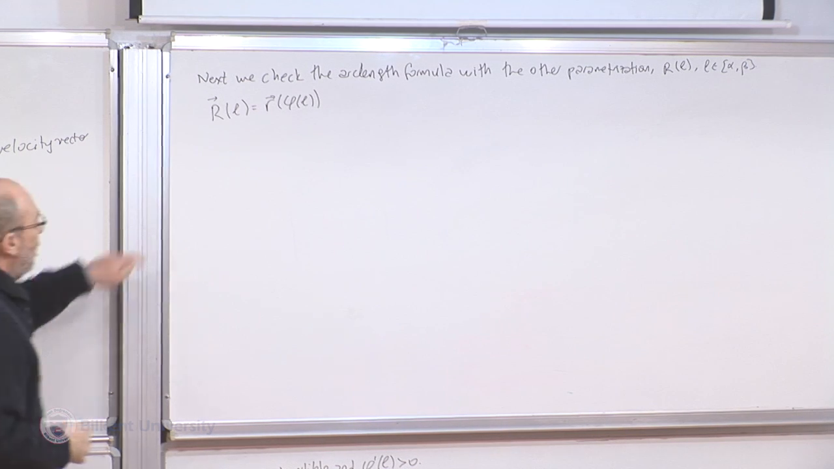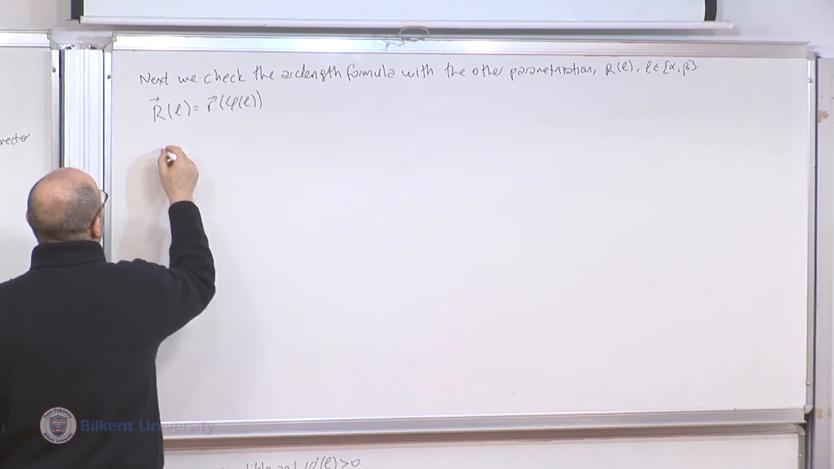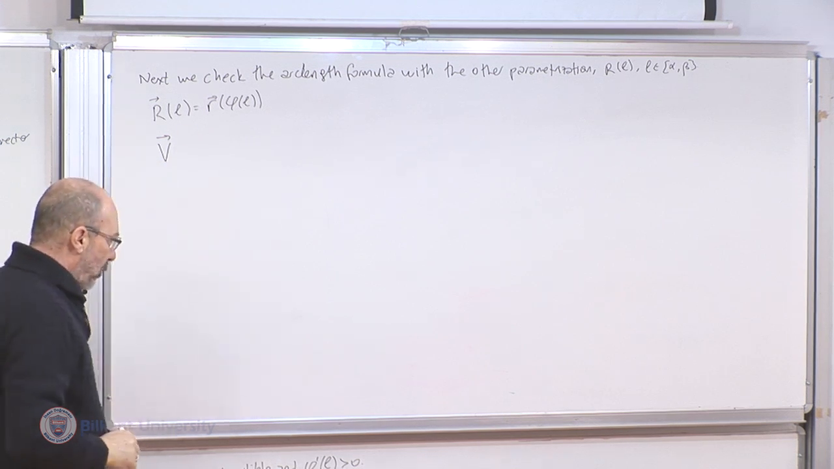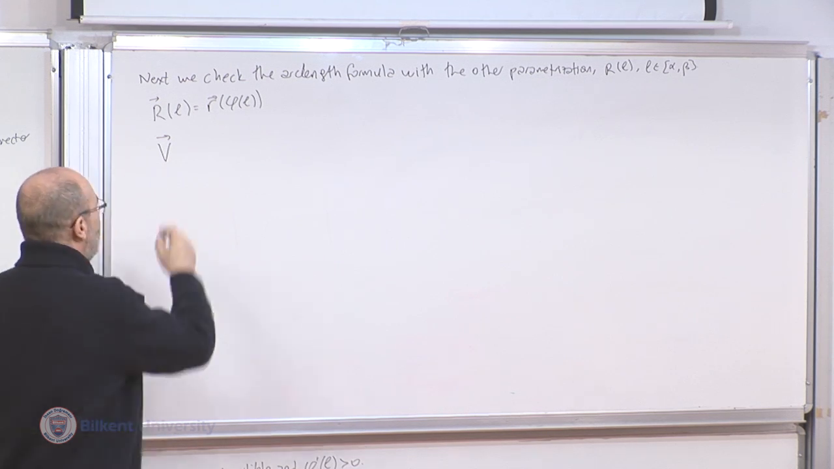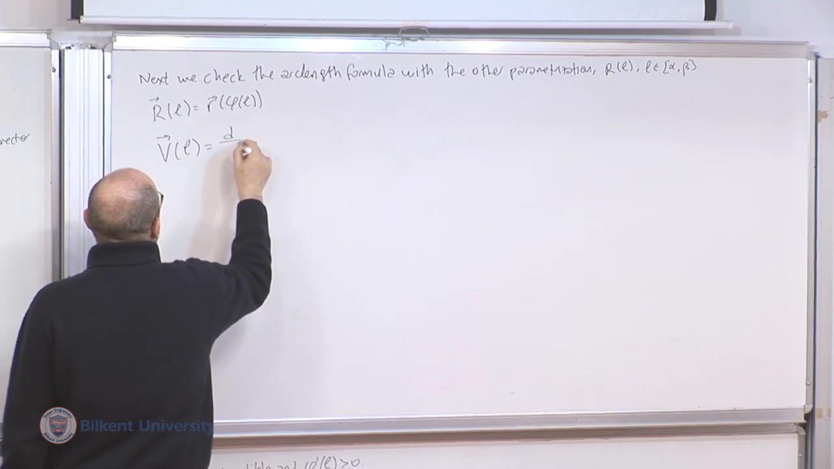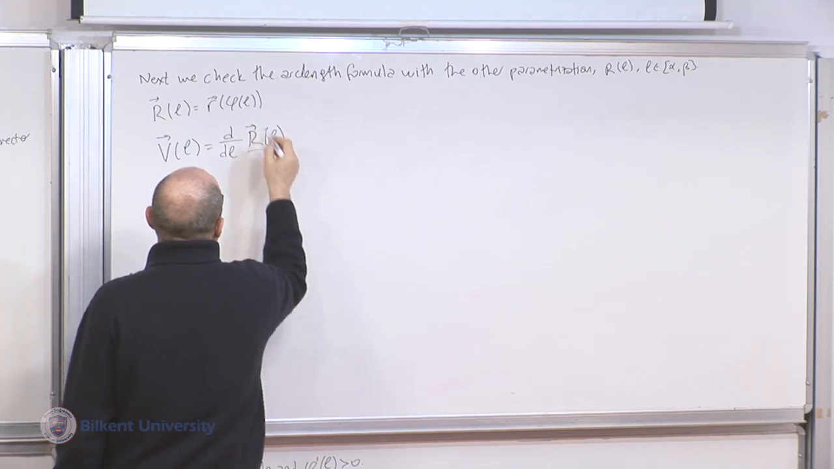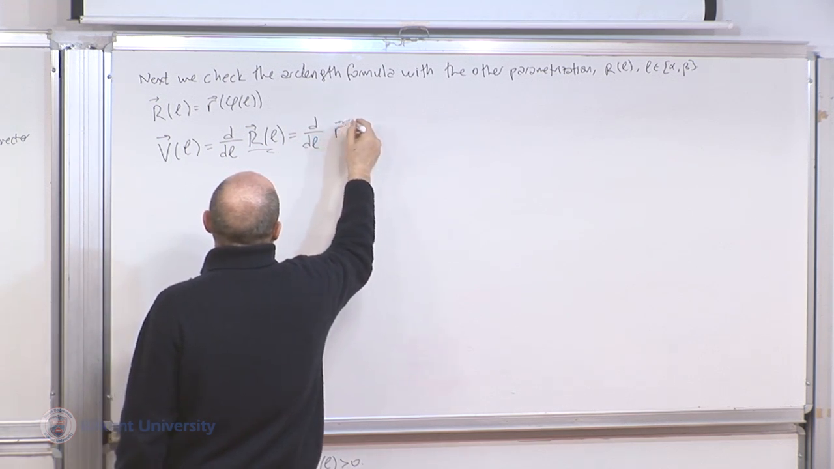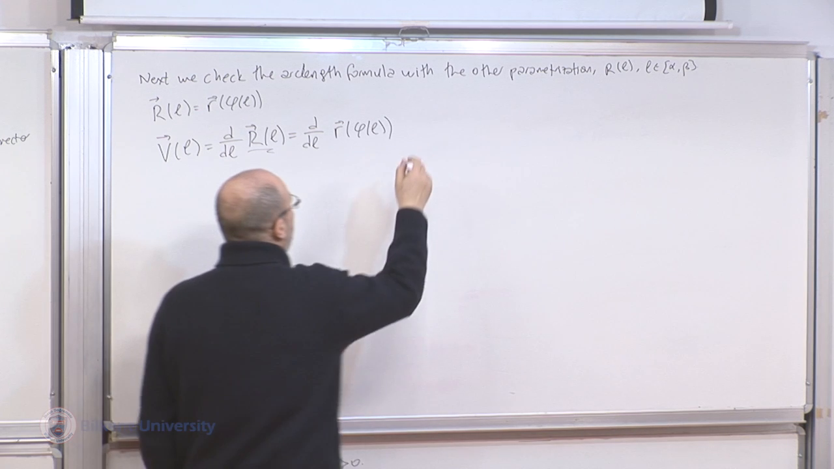We want to integrate the absolute value of the velocity vector with respect to this parameterization. So let's call it big V. This big V is never used because at the end we'll see that whatever velocity vector you use, you'll get the same thing. But just for this, V of L is equal to the derivative with respect to L of R of L. Now instead of R of L, I put this derivative with respect to L of R of phi of L. Now we use the chain rule.